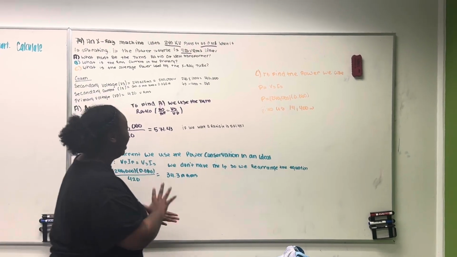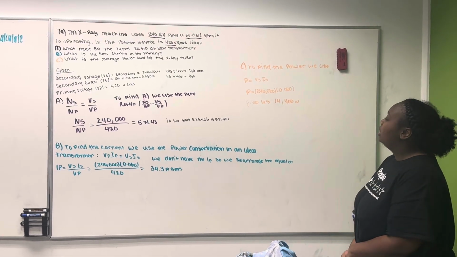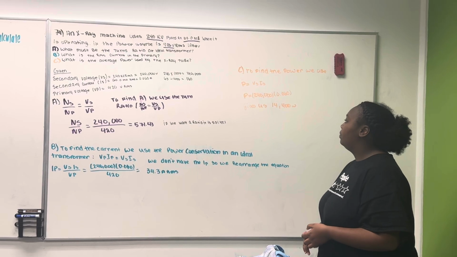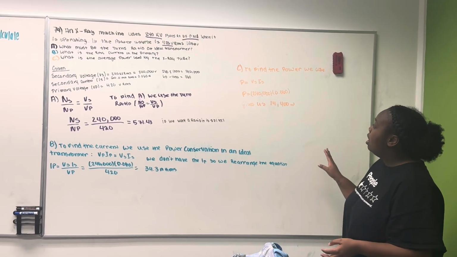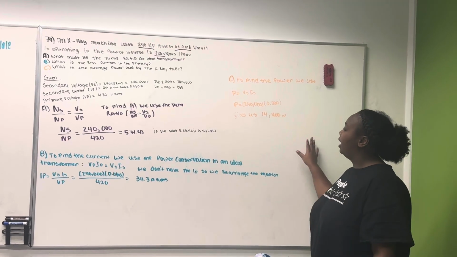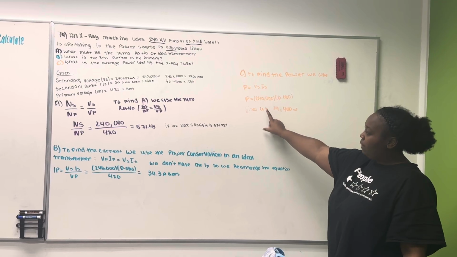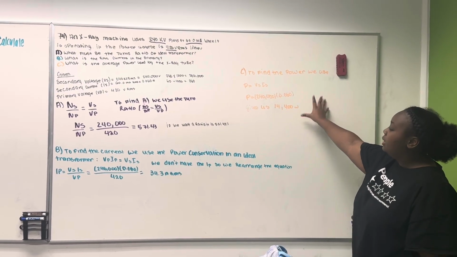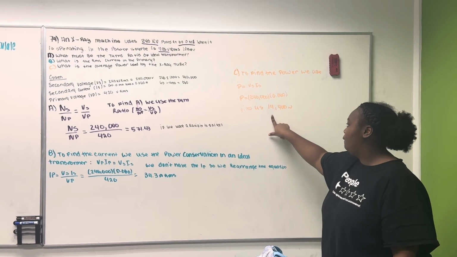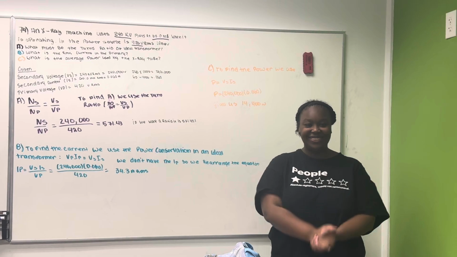And then for our last but not least question, to find the average power, we use power equals VS times IS. We just simply plug everything in like we have done before. We do our secondary voltage times our secondary current, and it gives us 14,400.